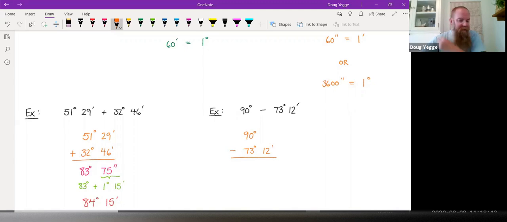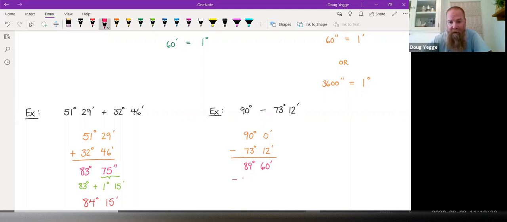Now you might notice that this is causing an issue in a very similar way to where if we ended up having 90 degrees and 0 minutes, we can't take the 0 minutes minus 12 minutes. So we have to do something a little different here. Why don't we go ahead and break up 90 degrees by taking one of those degrees away and making 90 degrees into 89 degrees plus 1 extra degree, which is 60 minutes. So 90 degrees is really 89 degrees plus 60 extra minutes.